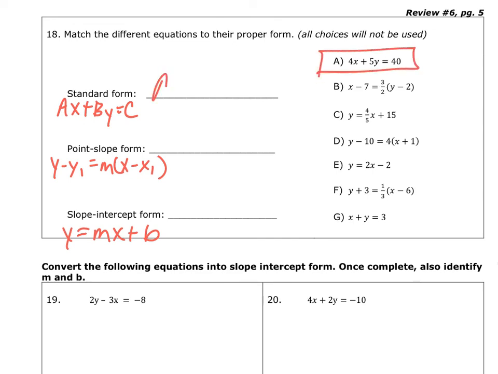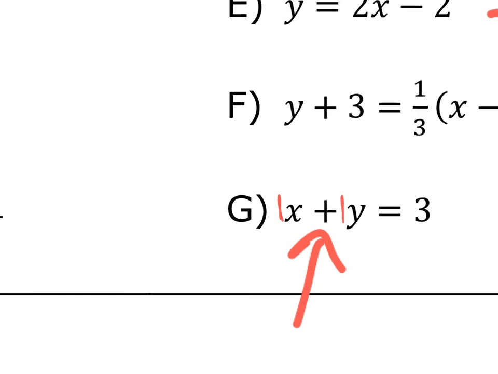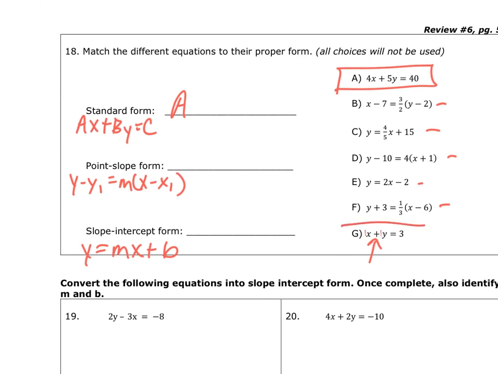If I look, A is easy to pick. And then I'm going to look at the other ones. I don't have x and y on the same side. Oh, look. Here I have x and y on the same side. And if you zoom in and look real close, there's actually ones there that they haven't bothered to write in. So I know G is also in standard form.